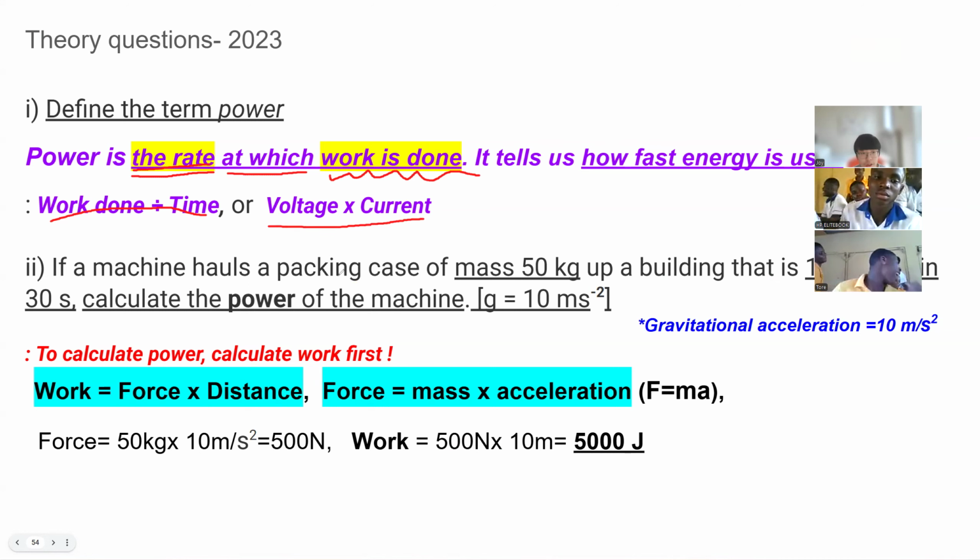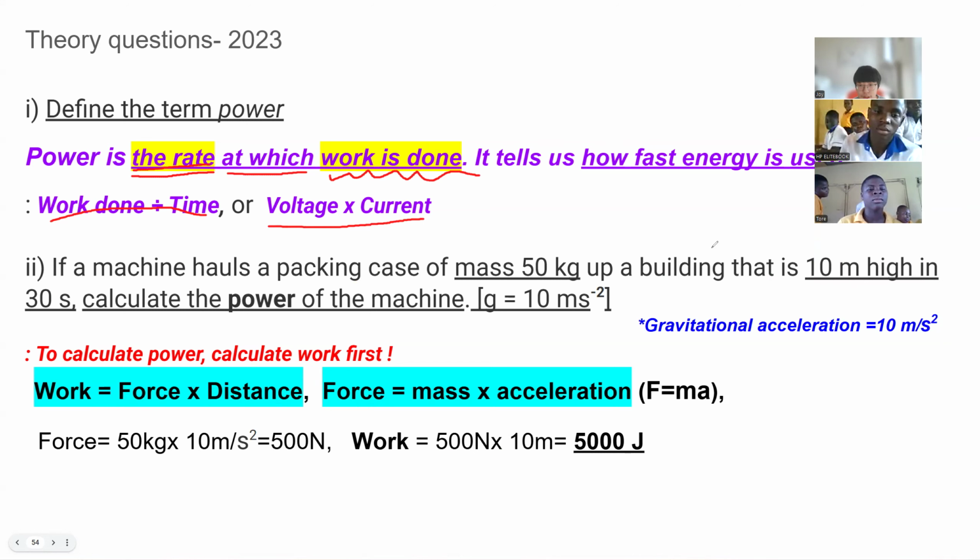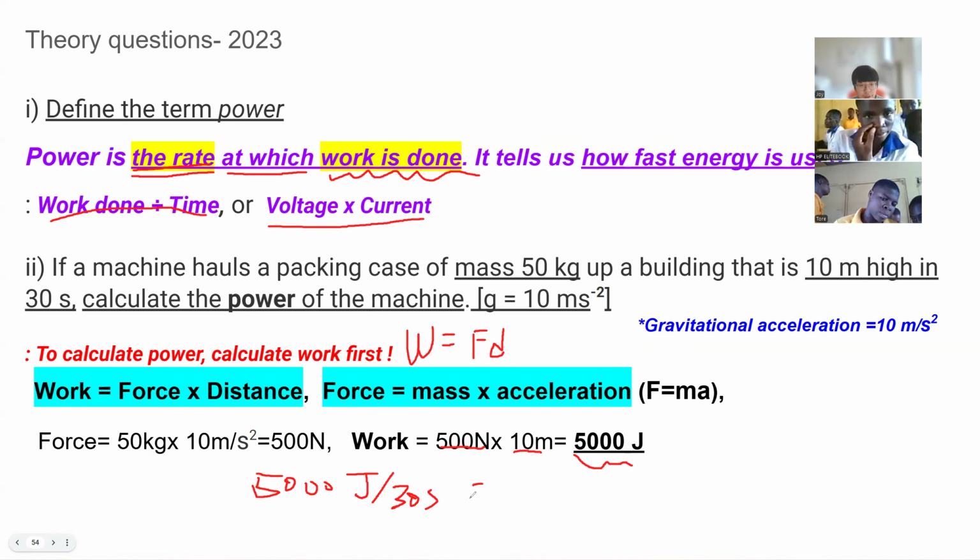Second question: if a machine hauls a packing case of mass 50 kilograms up a building that is 10 meters high in 30 seconds, calculate the power of the machine. This can be a little tricky, but you can do this by calculating the work done and dividing it by time. Remember, work equals force times distance. So work is 500 newtons times distance, 10 meters, we have 5,000 joules. Since it moves in 30 seconds, it's 5,000 joules over 30 seconds. And that's going to be equal to the power.